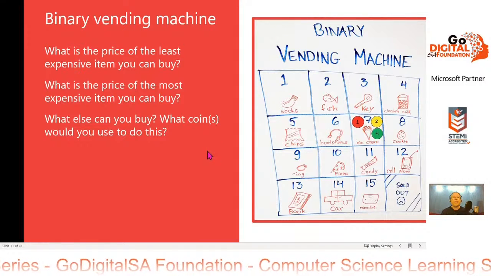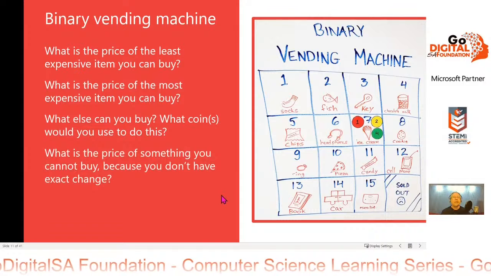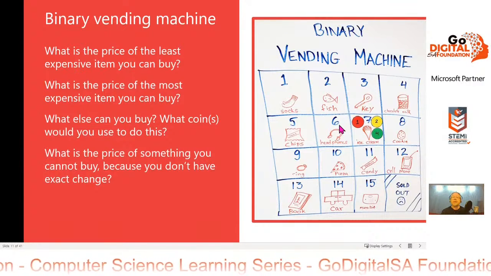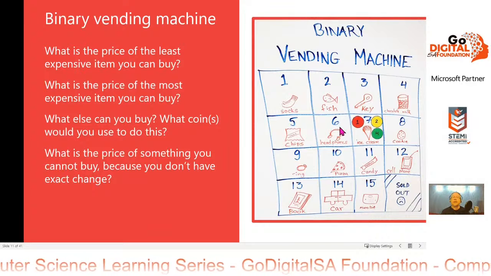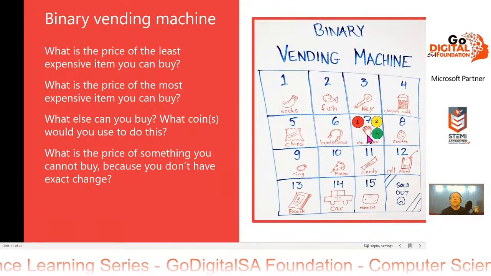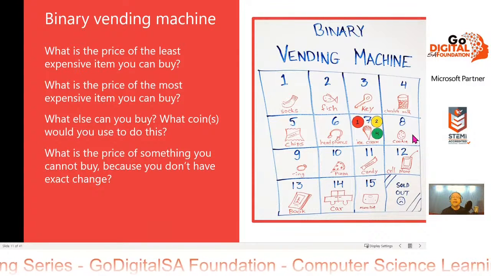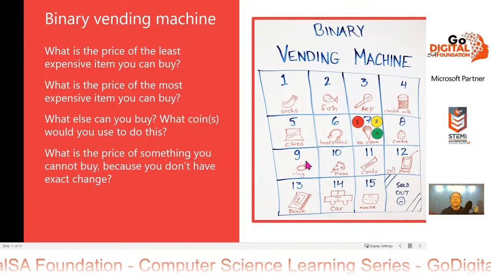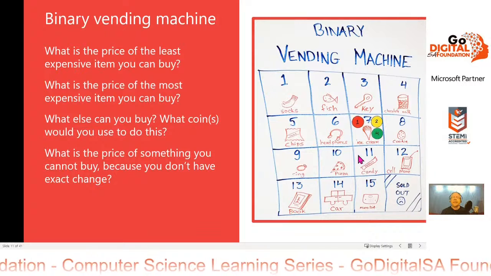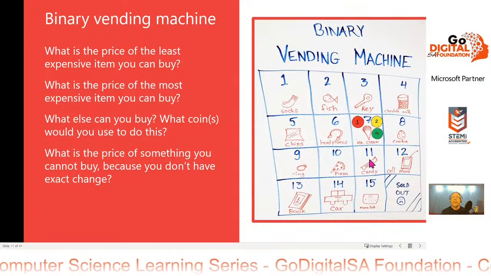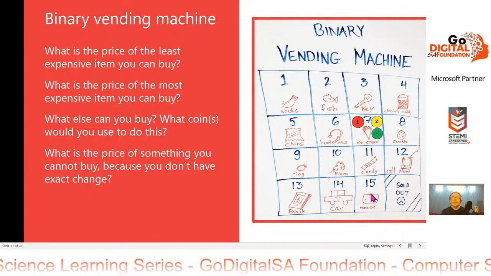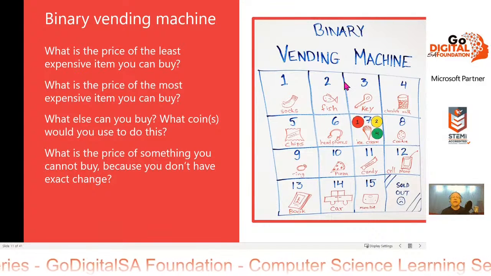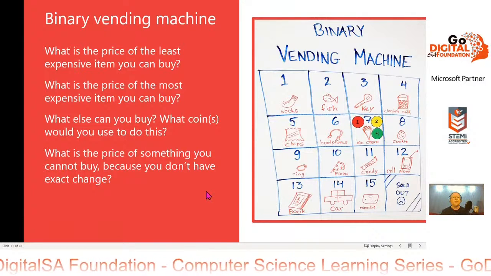And so on. What is the price of something you cannot buy because you don't have exact change? Well, if you work through all of these, you'll see that 6 is 4 plus 2, so you can buy that. 7 is 4 plus 2 plus 1, so you can buy that. 8 is your 8 coin, so you can buy that. 9 is 8 and 1. 10 is 8 and 2. 11 is 8 and 2 and 1, and so on. If you check all these values, you'll see that you can buy anything. So you do have exact change for all of these items.